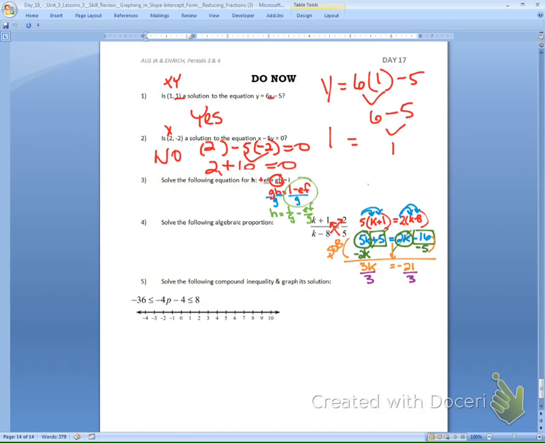So our final answer then would be k is equal to negative 21 divided by 3. A negative over a positive is a negative. 21 over 3 is 7. So k equals negative 7 is your final answer.